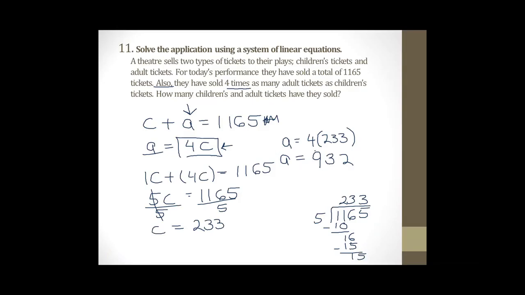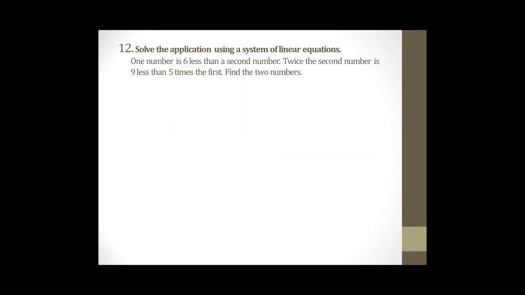Okay, so we have our A and we have our C. So children's tickets, 233, adult tickets, 932. Very nice. If there are no questions, let's move on to our next problem, and I am pretty sure it's another word problem. So number 12 says, first of all, solve this application using a system of linear equations.